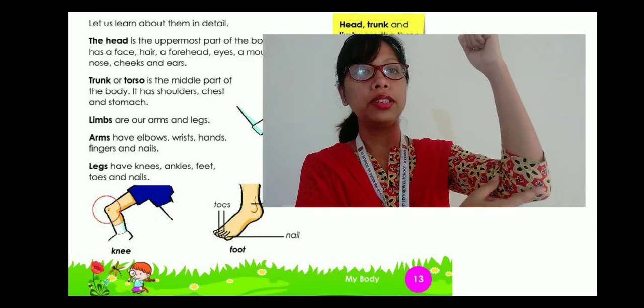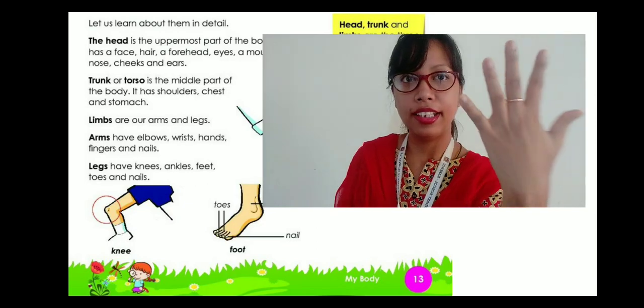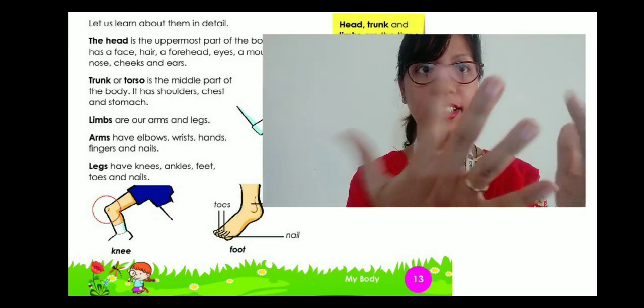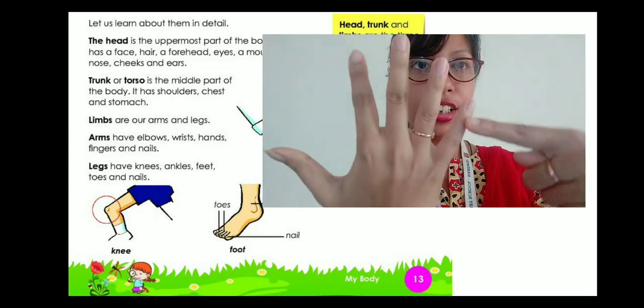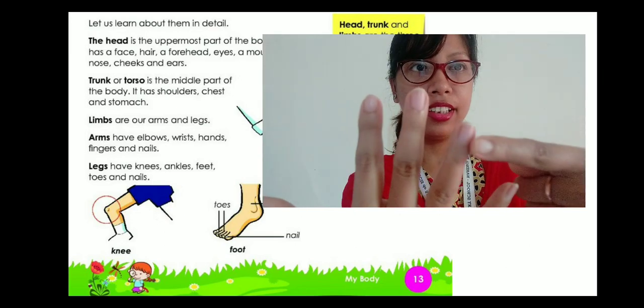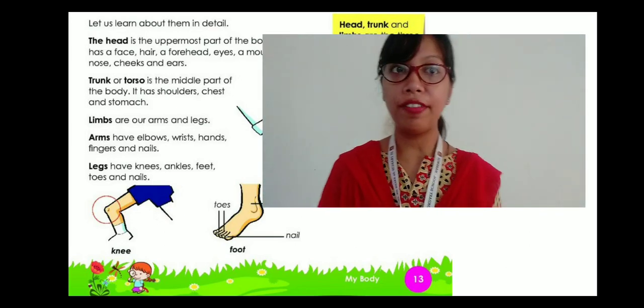So the arms have elbows, wrist, hands. Okay, so these are hands. Then we have the fingers here, and then we have the nails. So these are the nails. Clear? So what does the arm have?